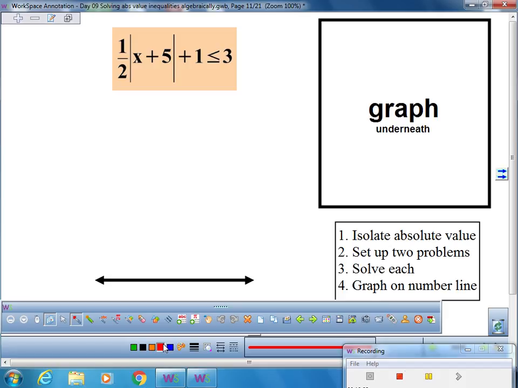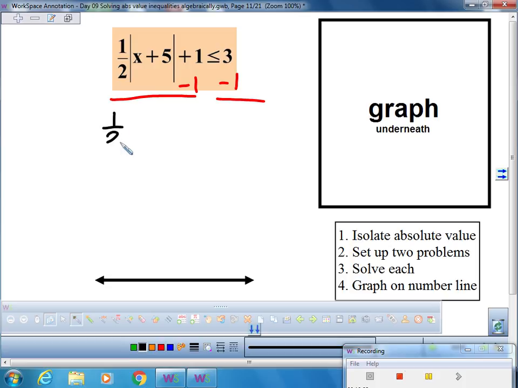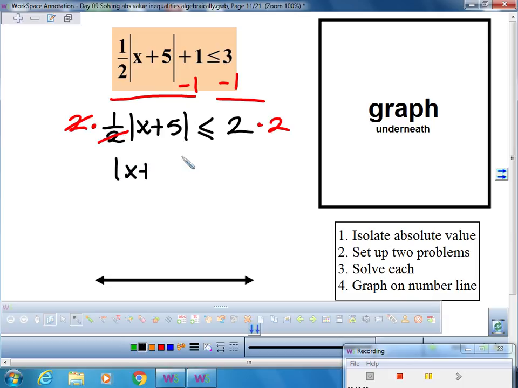Okay, so first thing I'm going to do is I'm going to get rid of this 1 by subtracting 1 from both sides. I'm left with 1/2 of the absolute value of x plus 5 is less than or equal to 2. I need to get rid of this multiplication out here, so I'm going to multiply both sides by 2. That gets rid of that. So I'm left with absolute value of x plus 5 is less than or equal to 4.